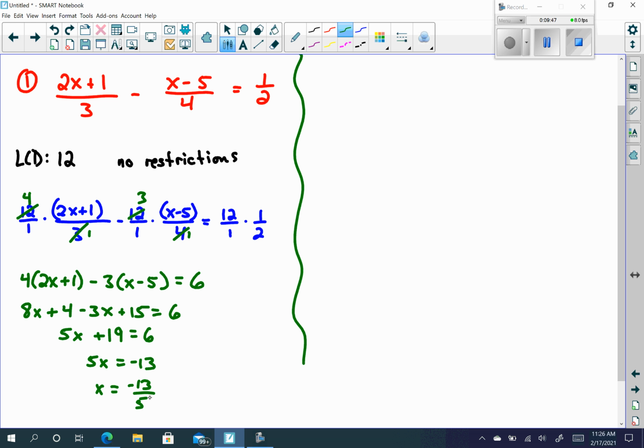Now I would advise checking this on a calculator, but because there's no restrictions, we're not going to have any extraneous solutions here. But this would be our answer. All right, so here's the other way. If we didn't use the 12 first, this is what we could do. Again, we know our LCD is 12.